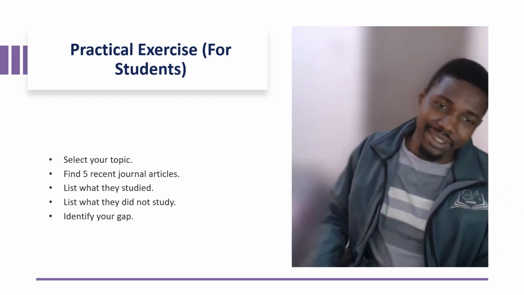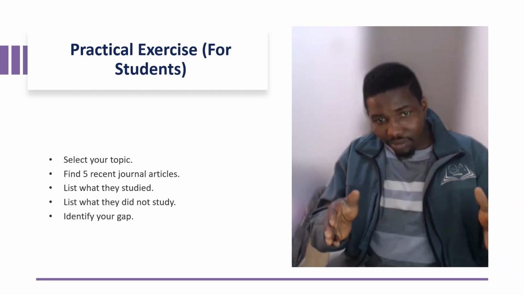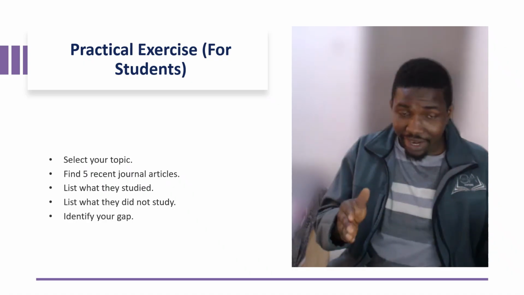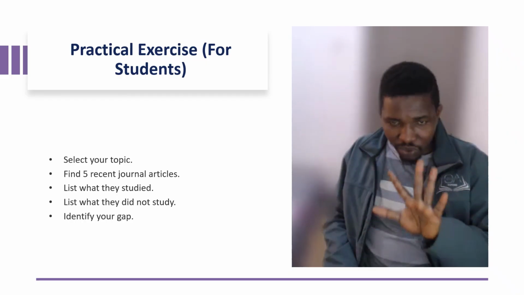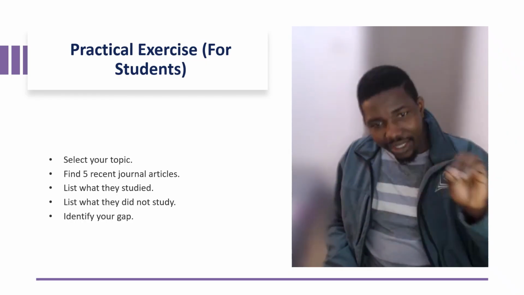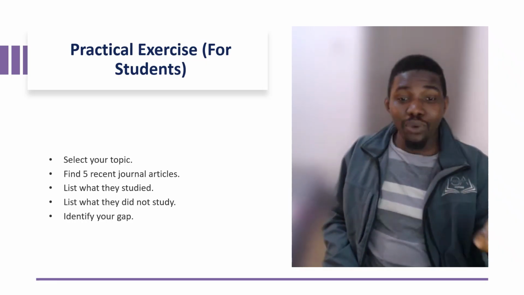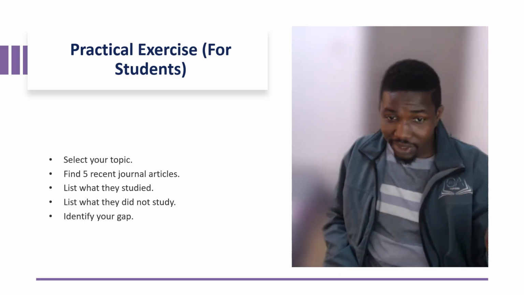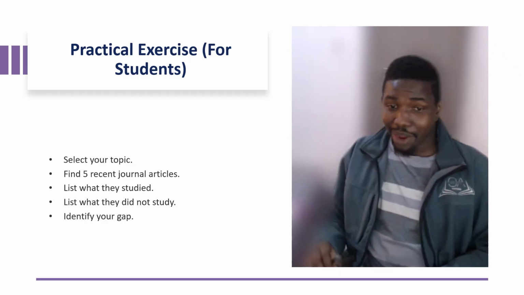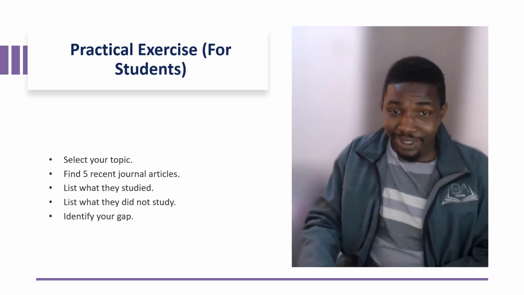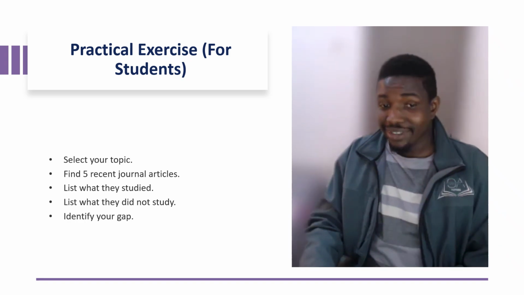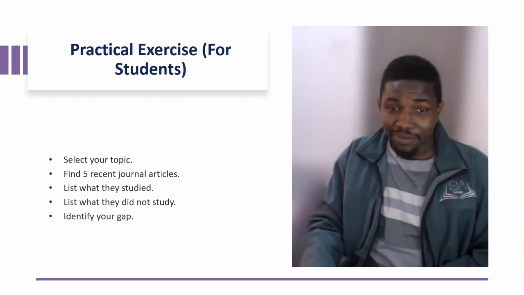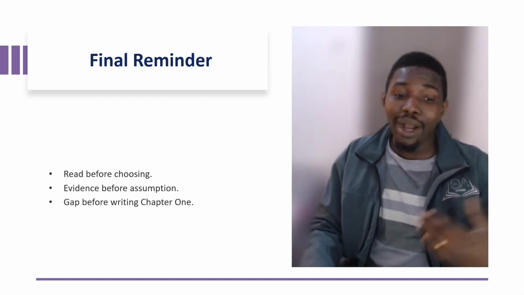Now, this is a practice exercise for you. Select a topic area. I didn't say you should write out your project topic. A topic area. Find 5 recent articles to start with. List what they studied. List what they did not study. And once you have done these two, it is very easy for you to subtract what they studied from what they did not study. And that is your gap. Then identify your gap. If you do this, put it in the comments that this is helpful, I will start now. And once you have done that, come back to let us know.